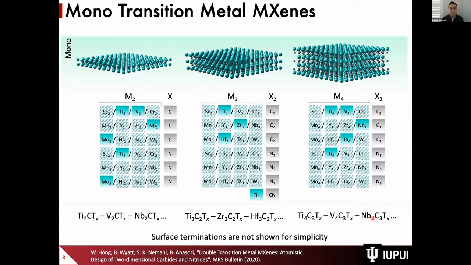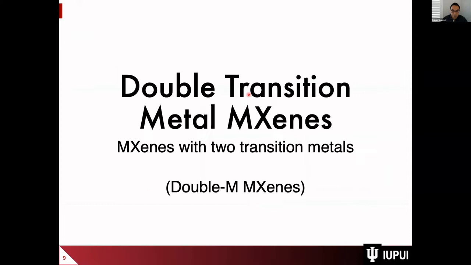And when we are saying that we have about 30 synthesized MXenes, the rest of them come in the double transition metal form. And by that, we simply mean that we have two different types of transition metals. I also refer to these as double M MXene throughout the talk. So if I mention double M, I mean where we have two transition metals. And when I say mono M, that's where we have only one type of transition metal.